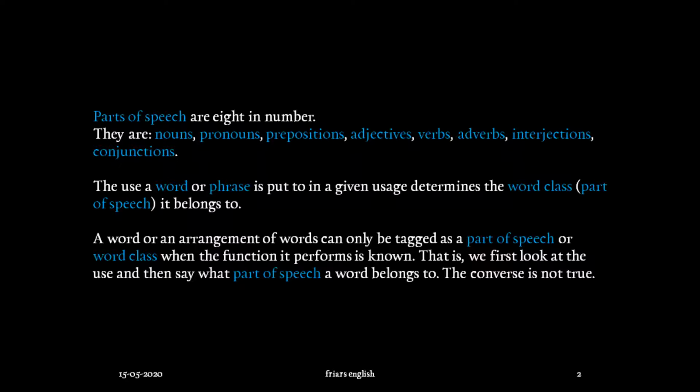As you've seen, sentences can be divided into parts of speech. Parts of speech are 8 in number. These are nouns, pronouns, prepositions, adjectives, verbs, adverbs, interjections, and conjunctions. This is the traditional way of classifying parts of speech. The use of a word or phrase in a given sentence or utterance determines the word class or part of speech it belongs to.